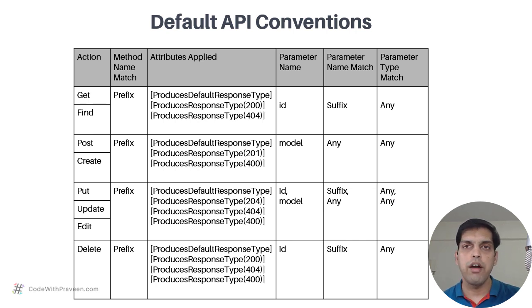Suppose you are going to have a user defined type, then the name should be model. In the model, you have the parameter name match as any, which means that there is no condition that it should be prefix or suffix. As long as the keyword model is there, it's going to get matched. For instance, course model, or student model, or just simply model. All these satisfy the name match. Since the type is any, it doesn't matter. The ID can be an integer, the model can be a user defined type, and so on.